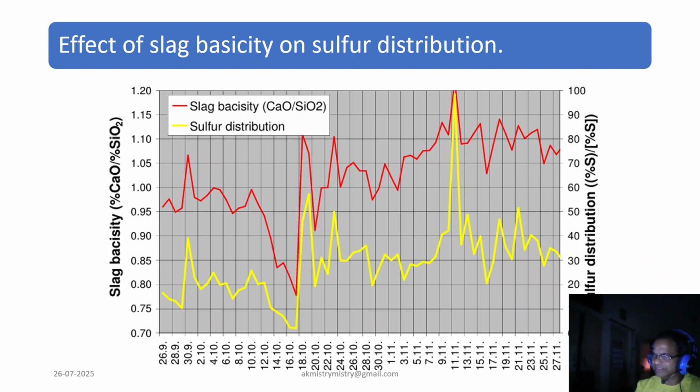As basicity increases, the slag sulfur absorption improves, because CaO-rich slag has a stronger affinity for sulfide formation, and this affinity enhances the desulfurization potential. So while limestone raises coke rate, it also boosts sulfur removal, posing a trade-off between energy efficiency and metallurgical cleanliness.